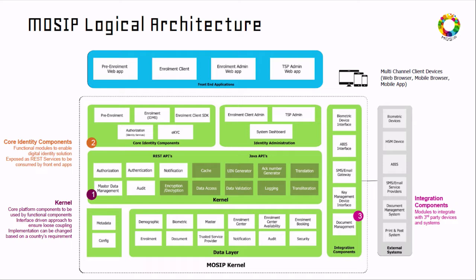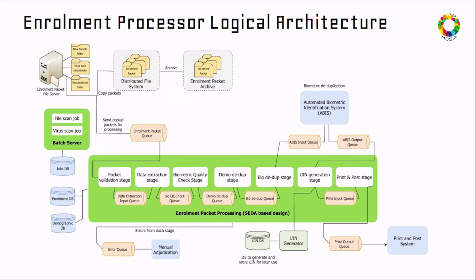The enrollment processor itself is a staged event-driven architecture. It's a big batch system. It's designed for throughput, and again to run using Docker and Kubernetes. We have made it run on commodity hardware.